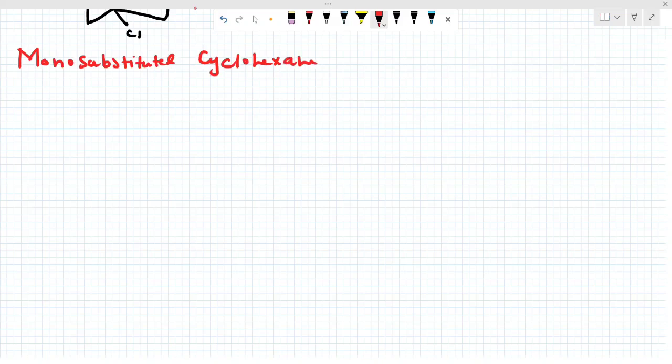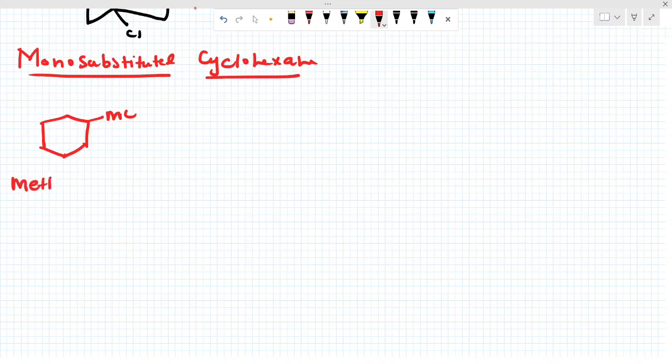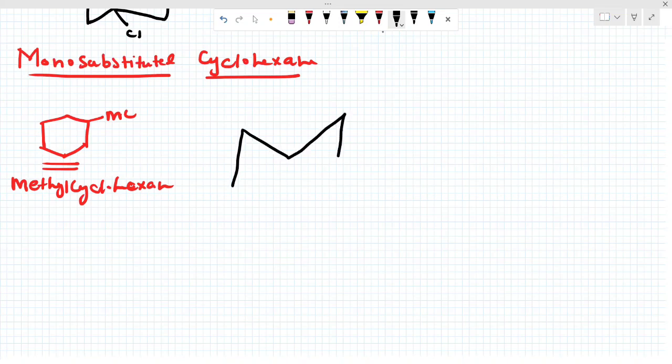Mono-substituted cyclohexane. See, now I take this normal structure. This is methyl. It's methylcyclohexane. This is the formula, so I use that name. Now listen, this molecule does not actually exist like this structure. They exist in the chair form, because the chair form is the most stable form of cyclohexane. Now write the chair form. Now I put the methyl group here, with carbon and hydrogen. Now I do the ring flipping. Now the methyl group moves to this side.